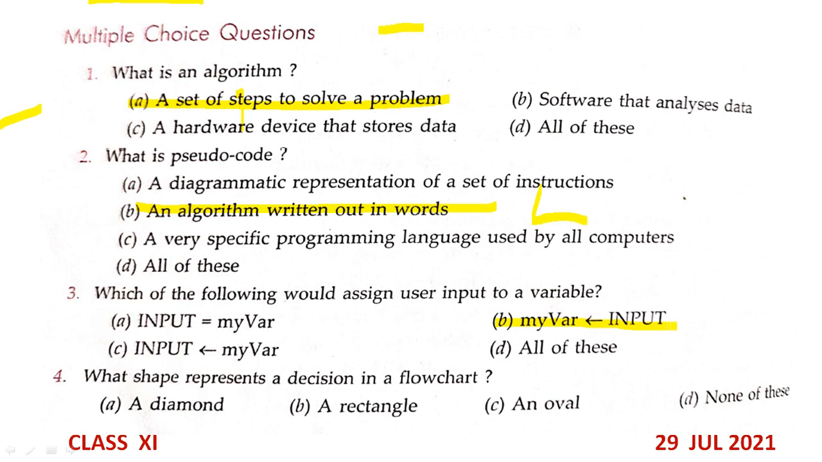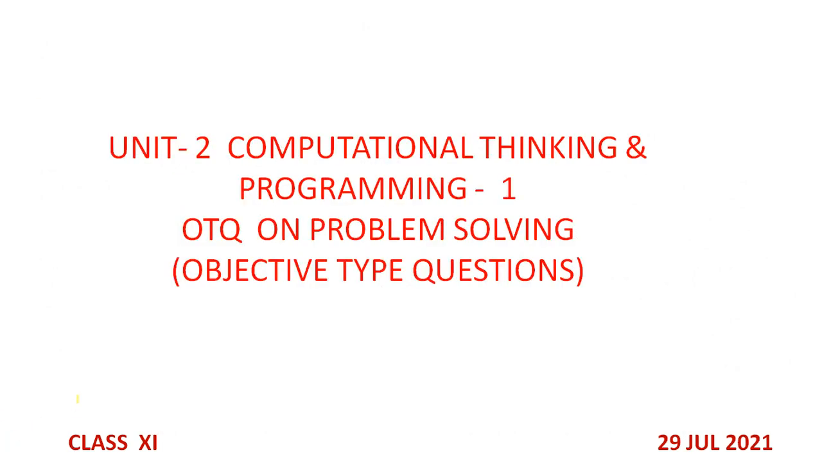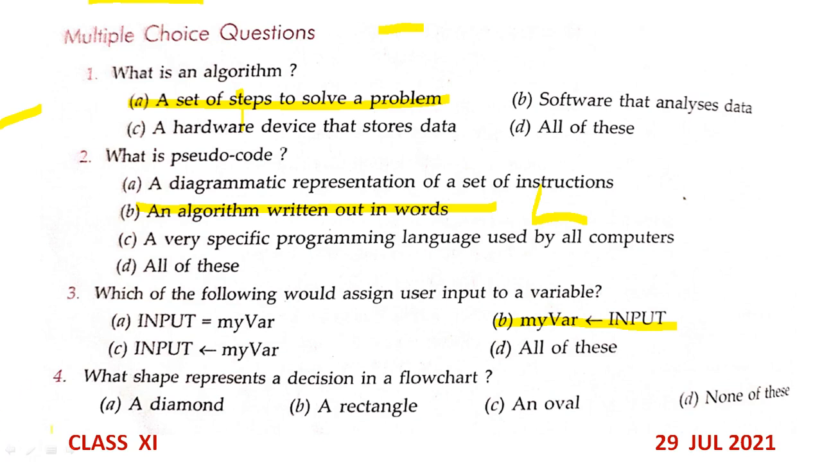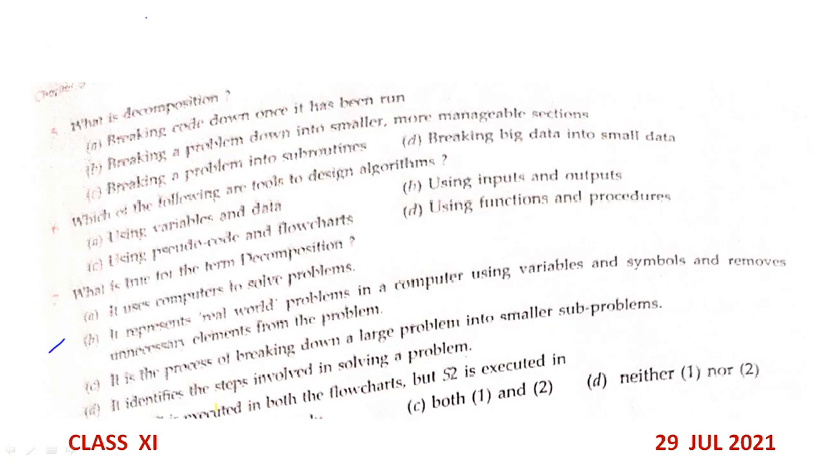Now, what shape represents a decision in a flowchart? A diamond, a rectangle, an oval, or none of these. If you have a clear idea about the symbols used in flowcharts: oval, as you know, we use for start and stop, a rectangle for processing or computations, and diamond is the answer for this. Therefore, I will mark here, the answer will be a diamond. Okay. Let us move to the next question.